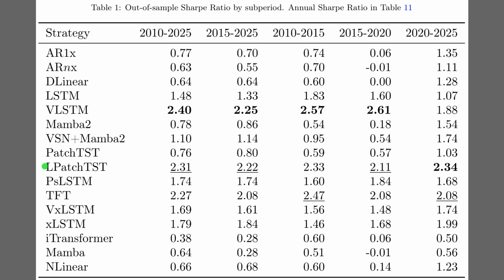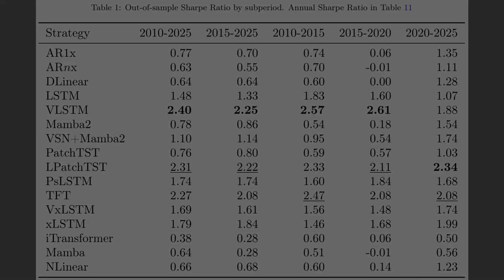Another strong performer is the long short-term memory and patch TST hybrid, which actually edges out the first model during the volatile 2020 to 2025 period. Meanwhile, pure linear baselines and generic state space models show much lower and more volatile returns, emphasizing that adaptive gating is crucial for unpredictable markets.